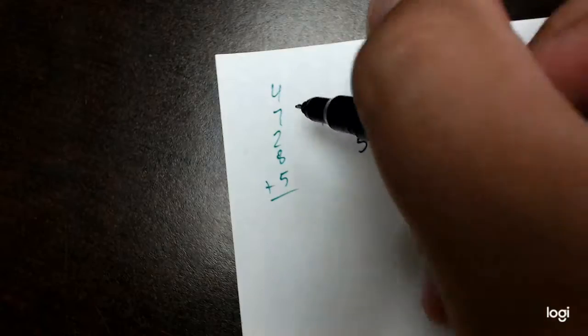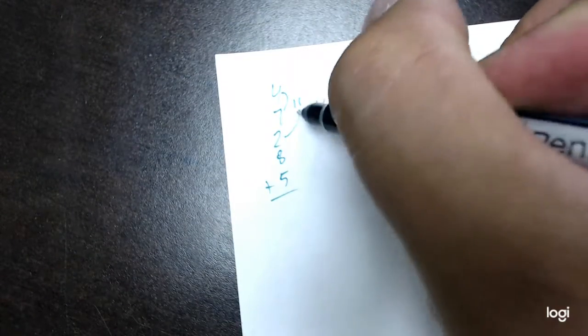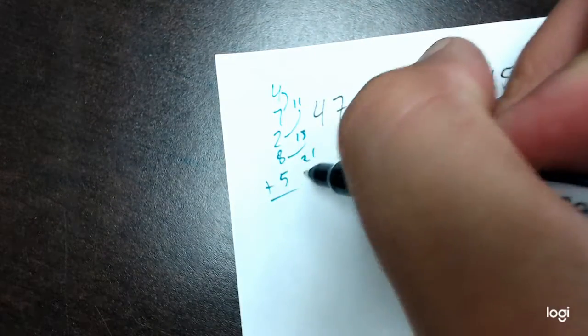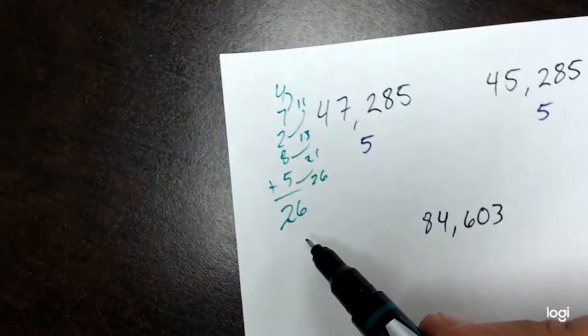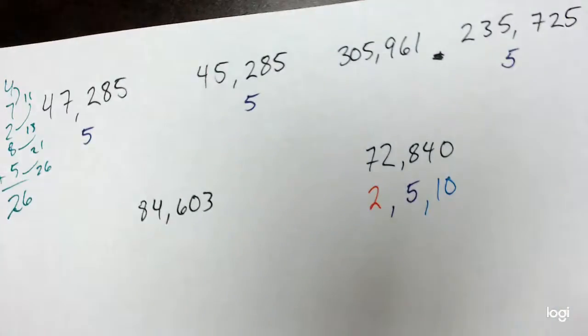So let's take 4 plus 7 plus 2 plus 8 plus 5. We'll add all of these up. Let's see here, 4 and 7 is 11, plus 2 is 13, plus 8 is 21, plus 5 is 26. Is 26 divisible by 3? No, it is not. So no 3 there.